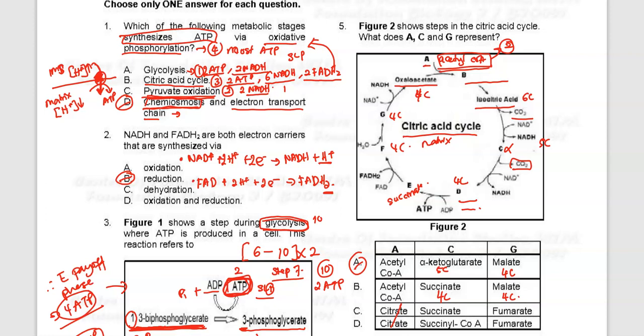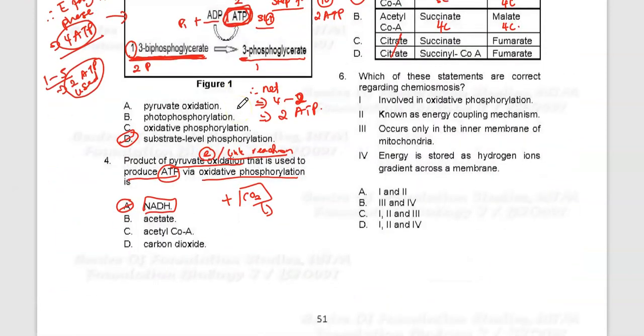Number 6, which of these statements are correct regarding chemiosmosis? Let's look at each statement. Involved in oxidative phosphorylation: correct. Oxidative phosphorylation involves chemiosmosis, known as an energy coupling mechanism. So this one is correct.